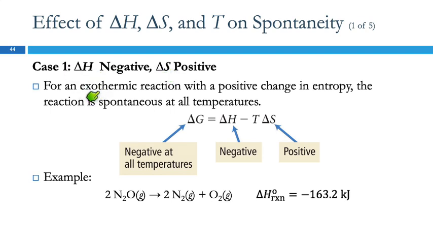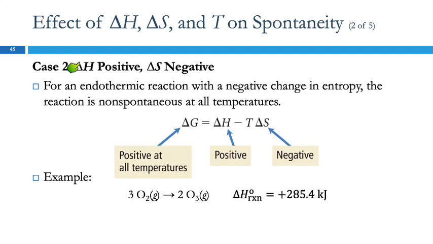So an exothermic reaction has a negative delta H. It's releasing energy into the surroundings. And if we have a positive change in entropy, the reaction will be spontaneous at all temperatures. Because this is negative, and because this is positive, and we're subtracting that, delta G has to be negative at all temperatures. So this will be a spontaneous process.